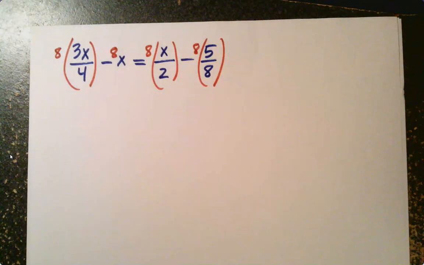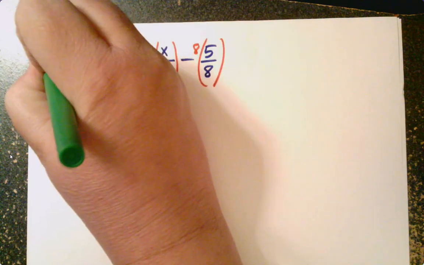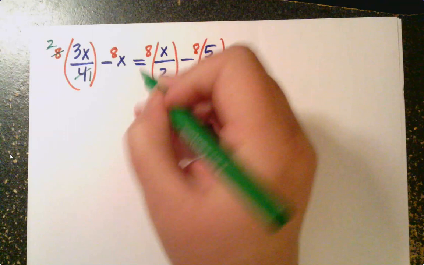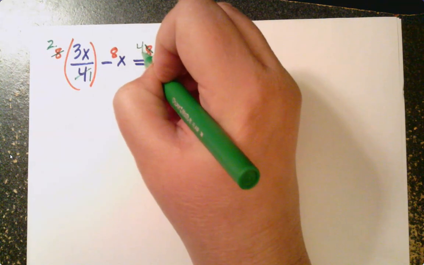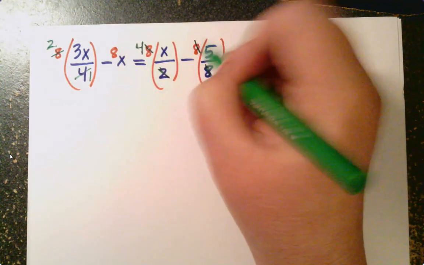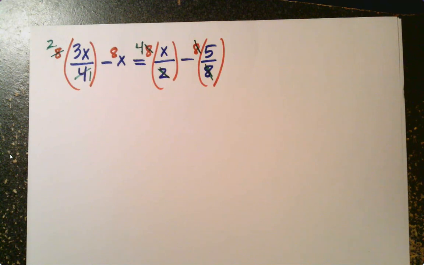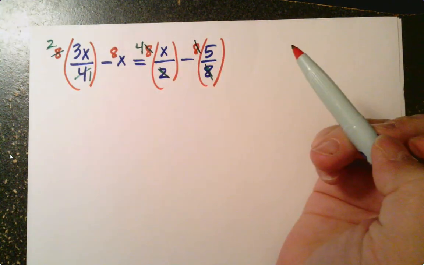Then I can cancel. Let me change color pens here. 4 goes into itself once, not the best choice maybe, and into 8 twice. 2 goes into itself once and into 8 4 times. 8 goes into itself once and into 8 once. So 8 over 8 is just 1, so that basically goes away. It's just 1 times 5 here.